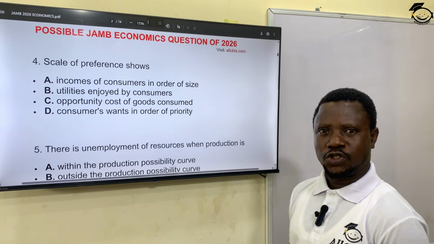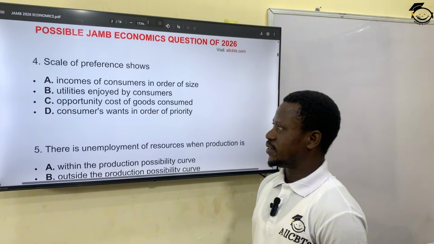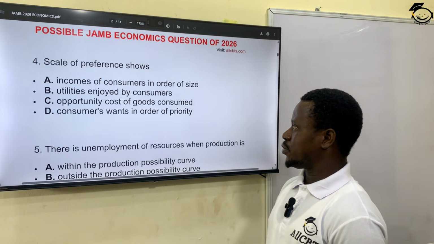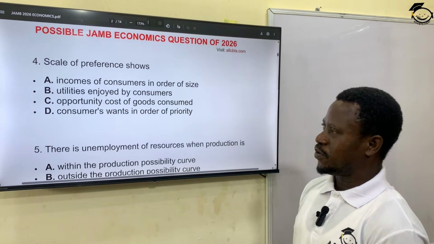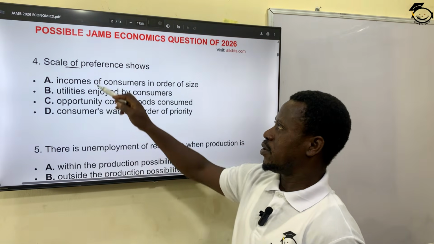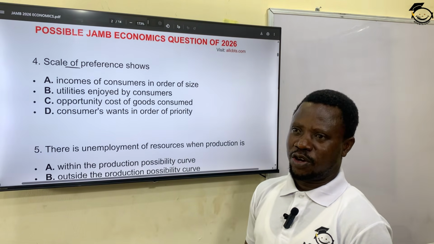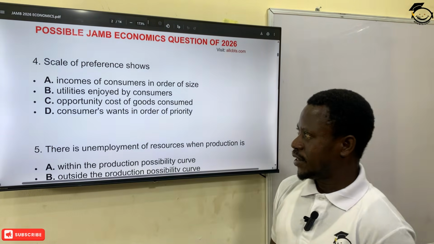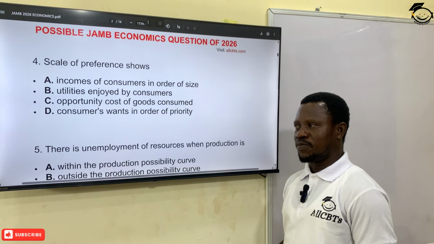Scale of preference shows incomes of consumers in order of size, utilities enjoyed by consumers, opportunity cost of goods consumed, consumers want in order of priority. Of course, scale of preference as part of the scope of economics talks about a table that shows the list of human wants in order of priority or how important they are to the consumer. So the correct answer here is option D. Consumers want in order of priority.